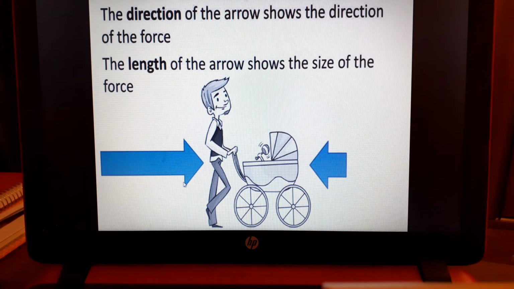So what do we learn from this diagram? The forces are shown by an arrow. They show the direction, and also the length of the arrow shows which is the bigger force. Okay, let's move on.